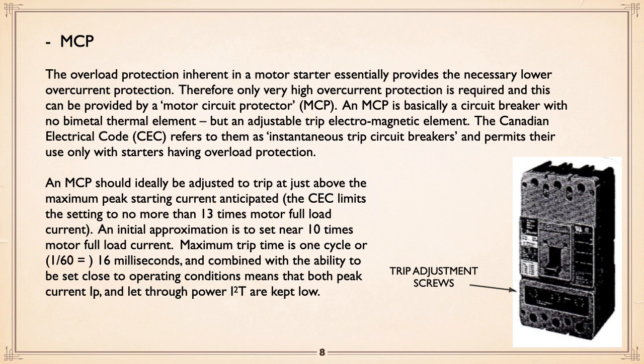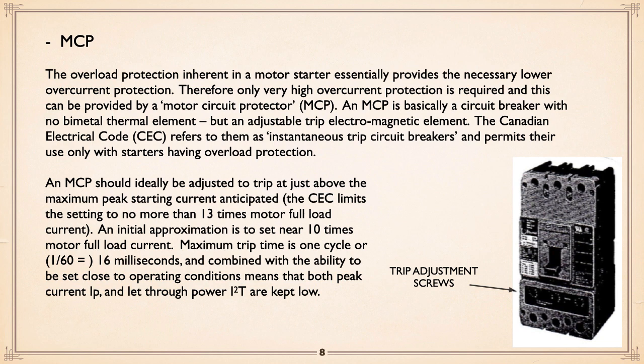So in other words, if you've got a 50 horse motor at 600 volt, that's 50 amp. So set it at 500. In paradise, you adjust them till they trip and then they go a little bit above. Most of the situations you haven't got that kind of time. So setting it at 10 times current rating is a good average. The maximum trip time is 1 cycle, 16th millisecond. So they do go quickly.